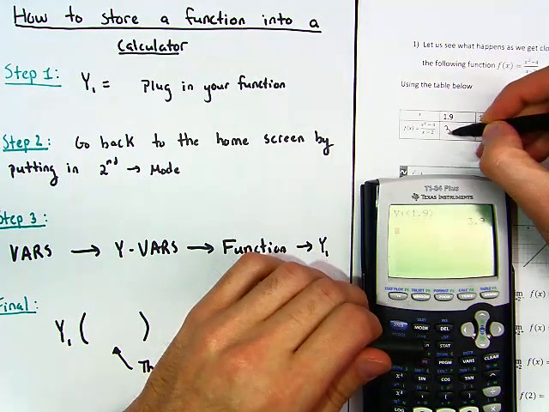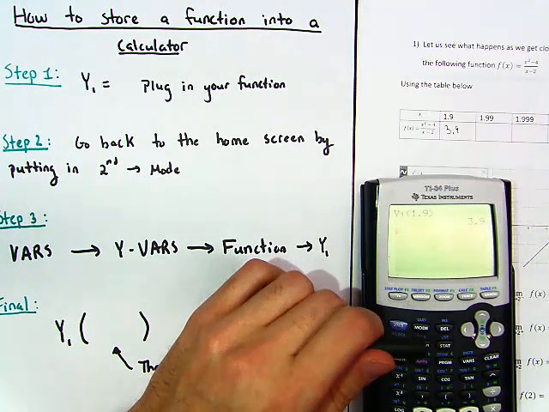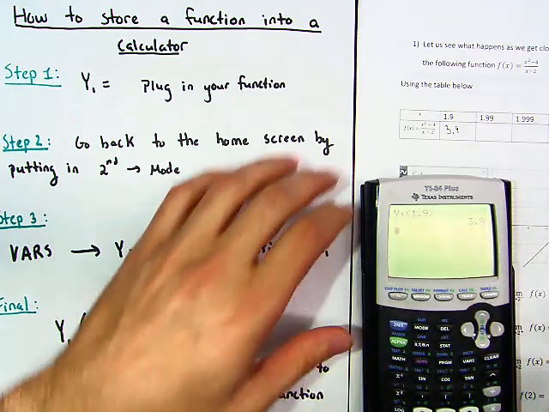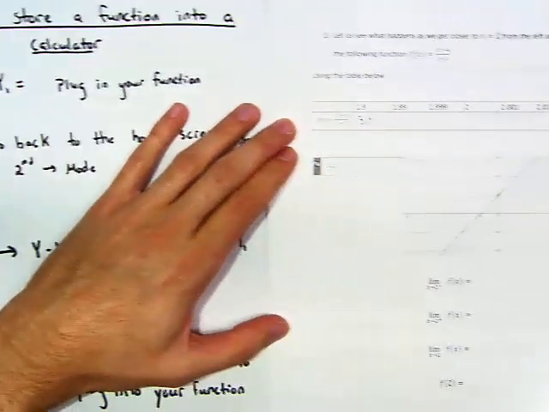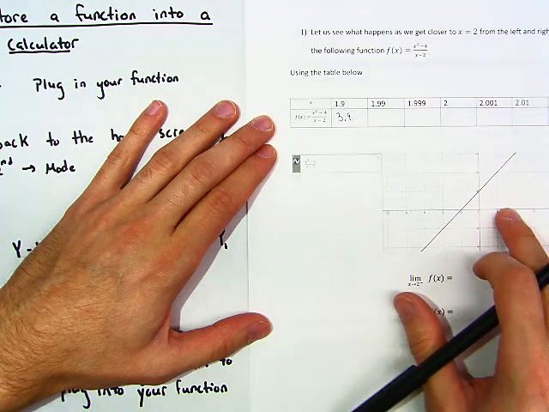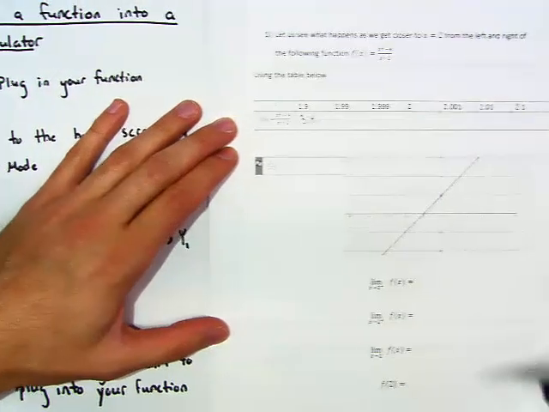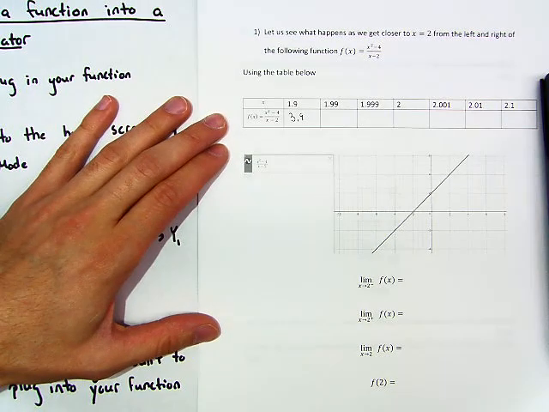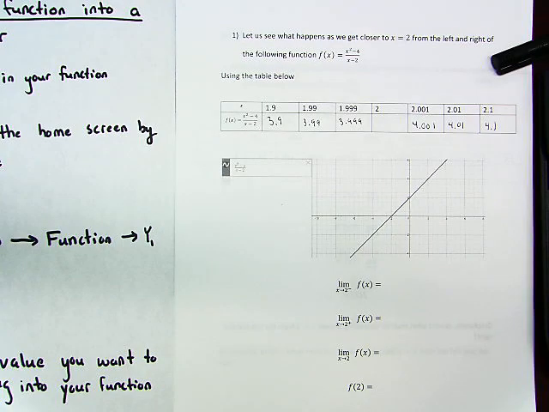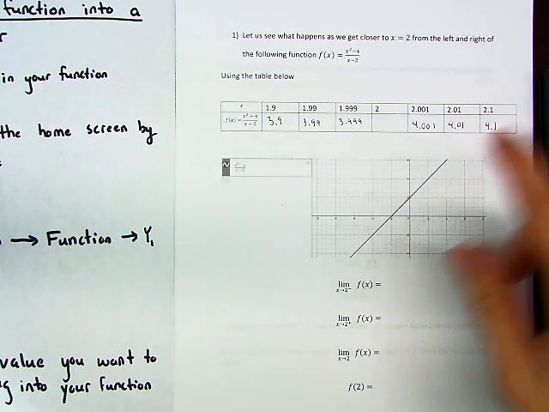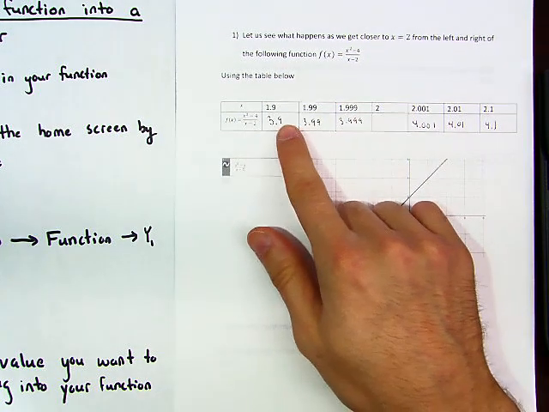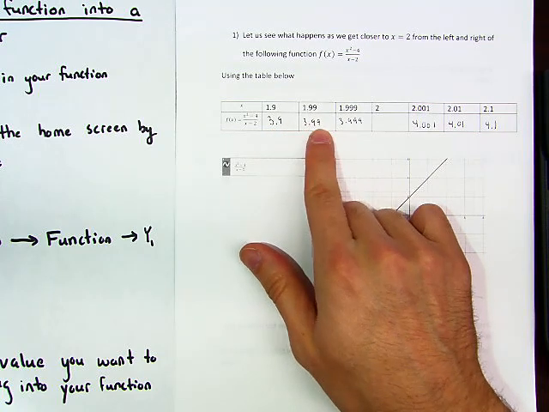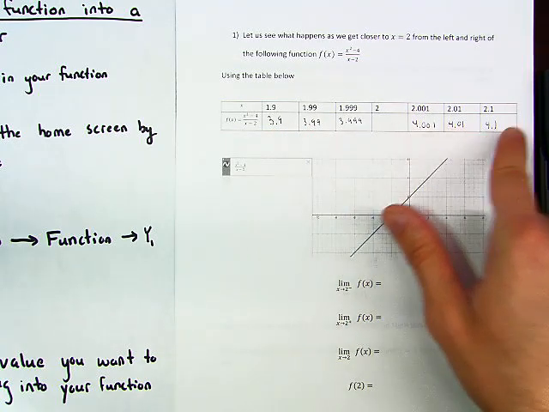Okay? What I want you to do is do this for every single one of these, and then we're going to see what happens as the limit of x approaching 2 of this function. Okay? So take your time. I'll pause the video. So we've got 3.9, 3.99, 3.999, and these values here.